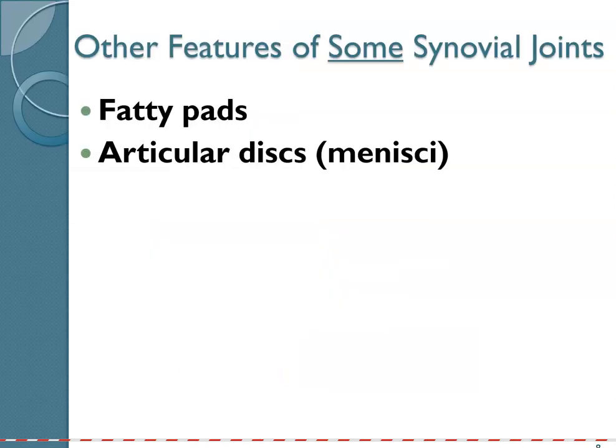Then some synovial joints have additional features within the joint. Fatty pads, as the name may suggest, are collections of adipose connective tissue. They help cushion within that joint. They're found in the four major joints: our shoulders, a little bit in the elbow, in our knees and hips as well. The articular discs or menisci, meniscus singular, are found in our knees.